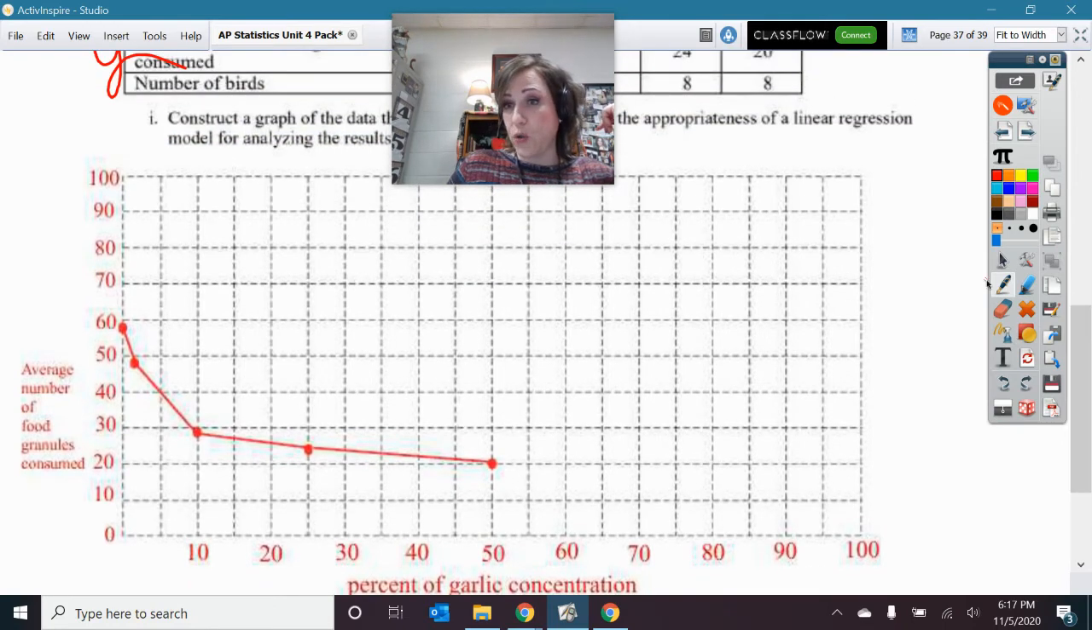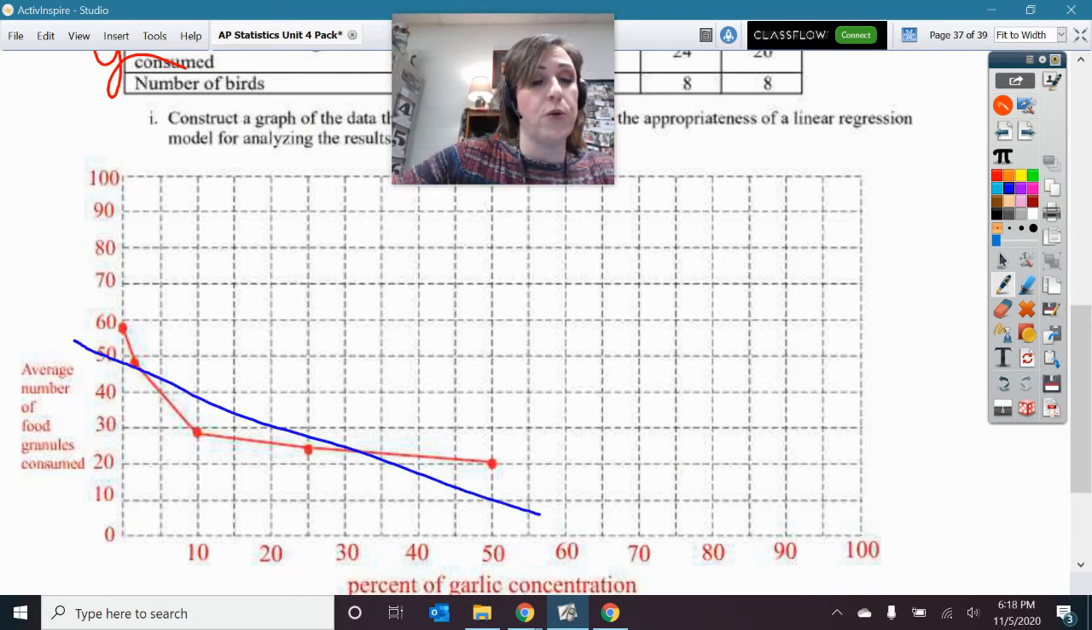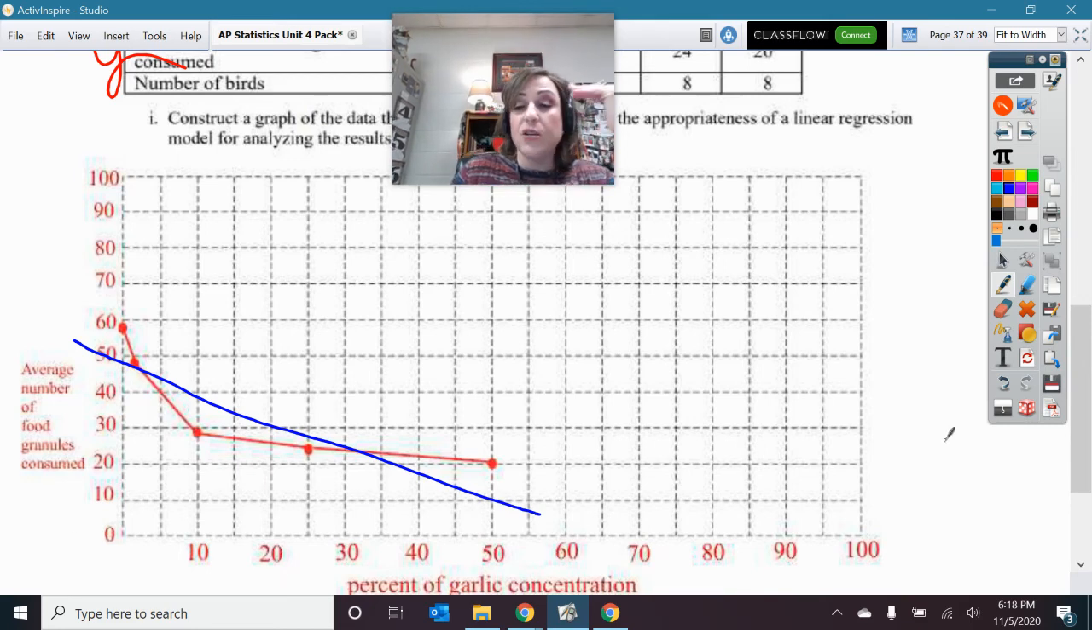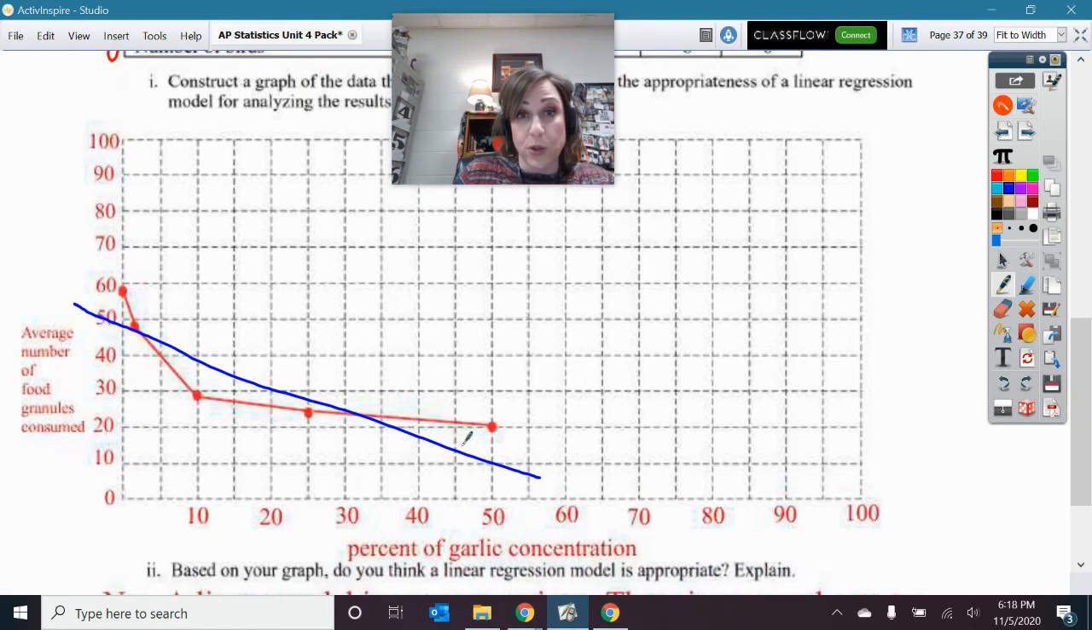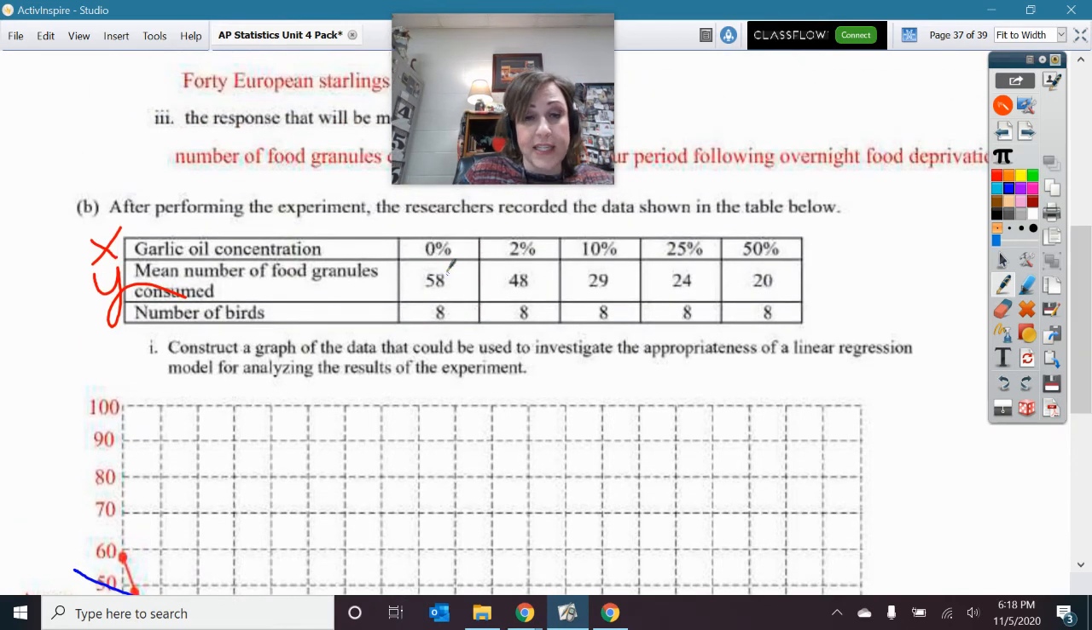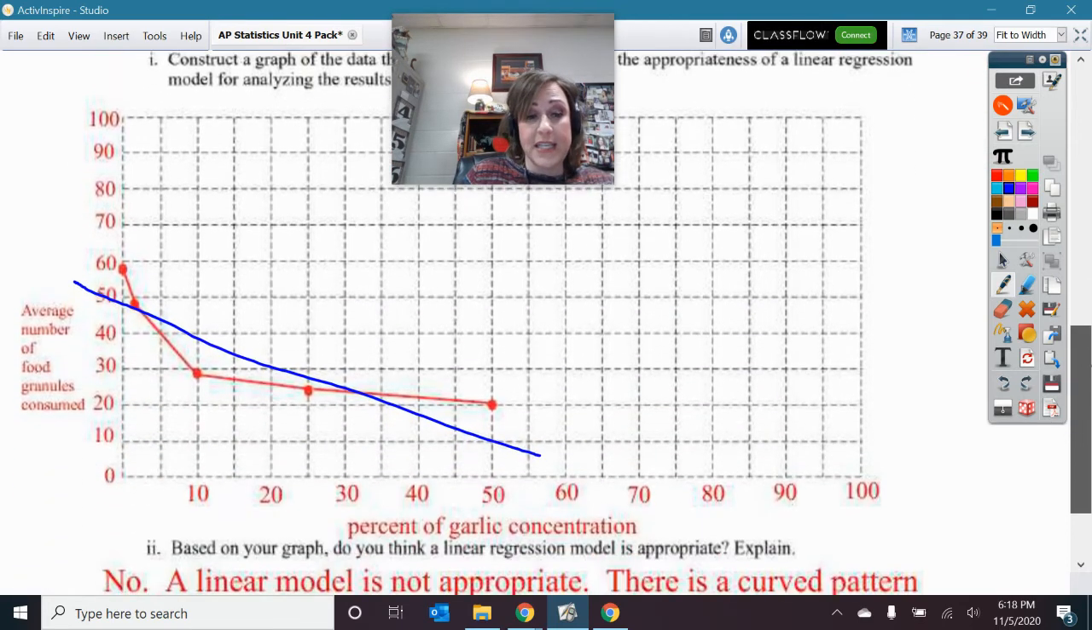And then you don't have to connect them like that, or even put this line right here through there. But whatever. The key is that you labeled correctly. Down here, we have percent of garlic concentration. Over here on the side, average number of food granules consumed. And then these dots were coming from the table here. With the X of 0, I'm at 58 food granules, and so on. 50% concentration, 20 food granules. And so we see this pattern.